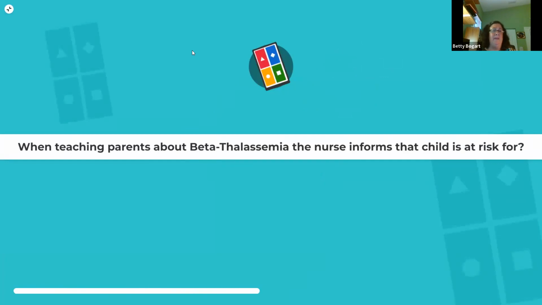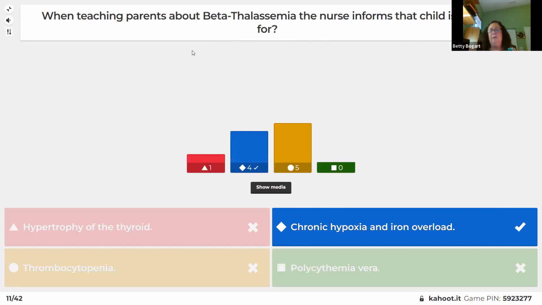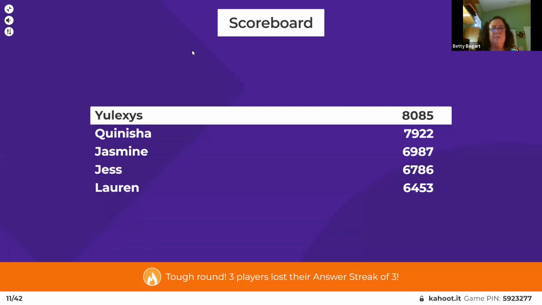When teaching parents about beta thalassemia, the nurse informs that the child is at risk for what? Well, beta thalassemia, it's your Mediterranean type of culture that get it. It's those rectangular cells. And what happens is they die and they burst constantly. That bursting of cells causes a problem. There's no oxygen, and then that iron is thrown into the blood. So treatment is replacing those cells, blood transfusions, and then because the iron can be toxic, some sort of something to get rid of the iron, whether they're drugs or an apheresis.